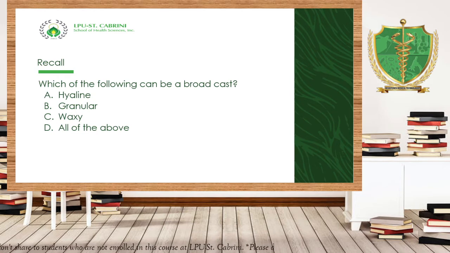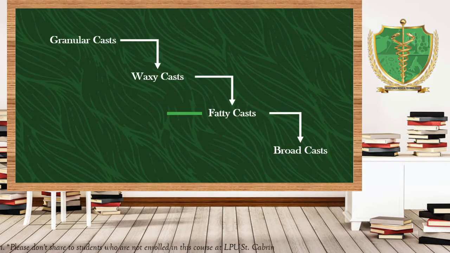Which of the following can be a broadcast? A. Hyaline. B. Granular. C. Waxy cast. The answer will be all of the above. No? Si hyaline, si granular, at saka si waxy cast can be a broadcast. And this is, kumbaga, the chronological order. Kapag na-develop, okay? Granular cast may develop into waxy cast, may develop into fatty cast, may develop into a broadcast, which means waxy, granular, and fatty cast can be a broadcast.